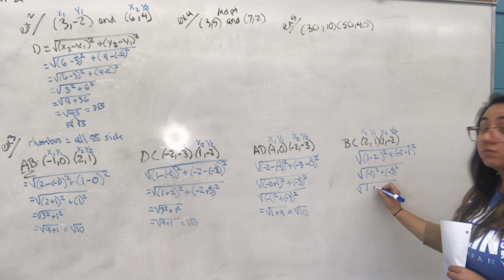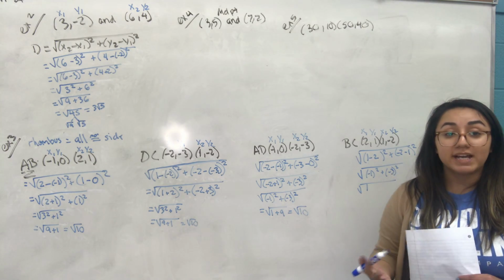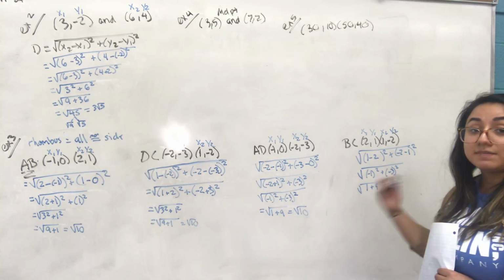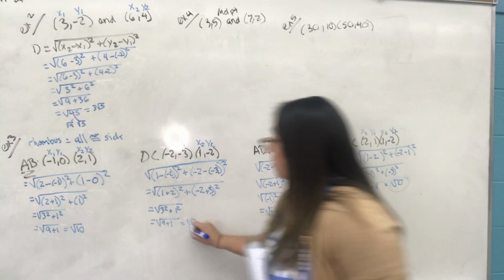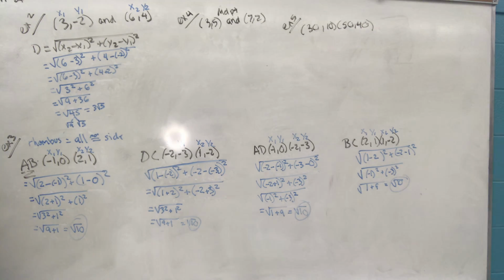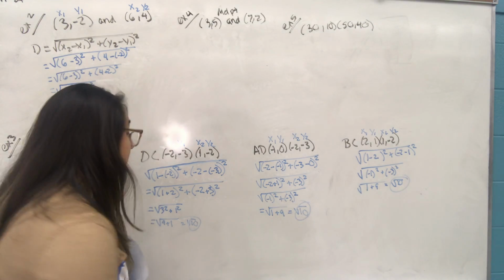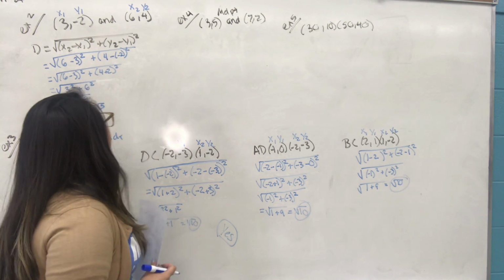Negative 1 squared is positive 1. Remember, when you have 2 negatives, when you're multiplying, you end up with a positive answer. So 1 plus 9. So negative 3 times negative 3 gives you positive 9. And this equals radical 10. All 4 of these have congruent sides. They are radicals, but they are the same exact measurement. This is a rhombus. Yes, it's a rhombus. All right.